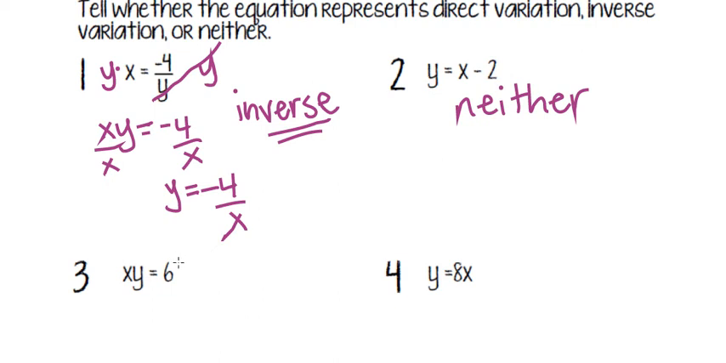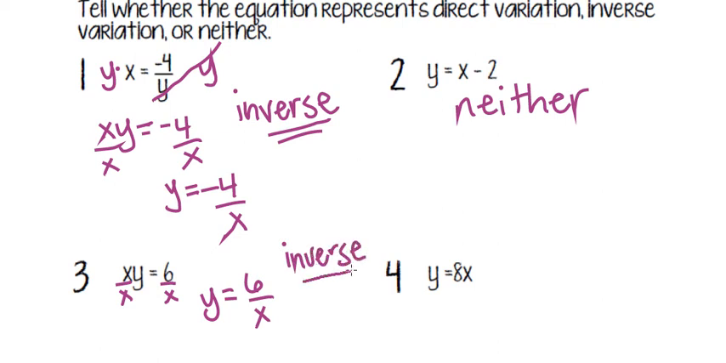And number 3, we just need to get it in terms of y, so we can divide each side by x here, and we get that y is equal to 6 divided by x. Well, this is in the form of inverse variation. And the last one says y equals 8x. Well, that's in the form of y equals a multiplied by x, so this right here is direct variation. So that's how you figure out what type of variation it is, depending on what the equation looks like.